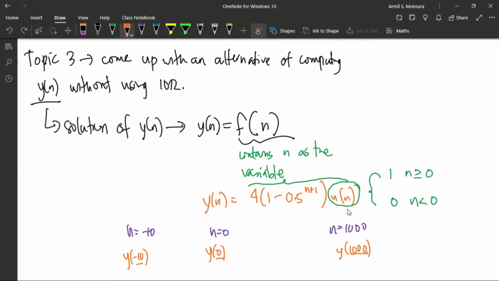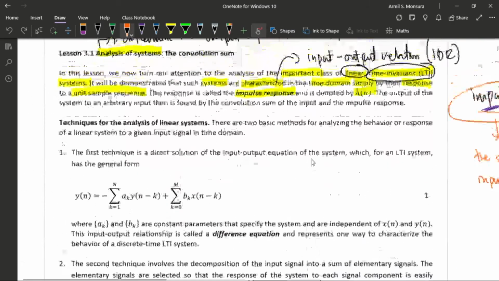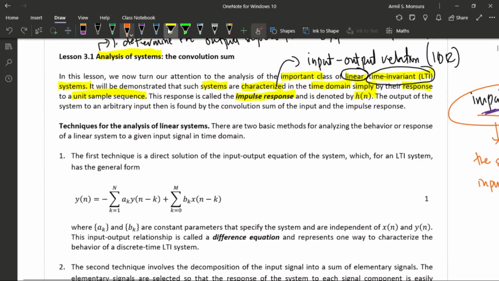And we have two ways to do that. So these are the techniques for the analysis of linear systems. Actually there are three, but the third technique is actually considered what we call the Z-domain technique. So actually it is an indirect method.